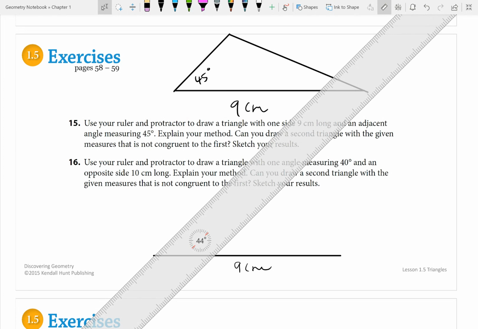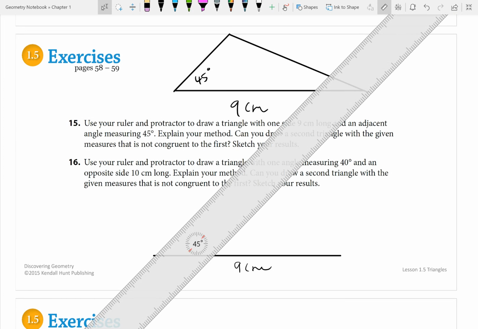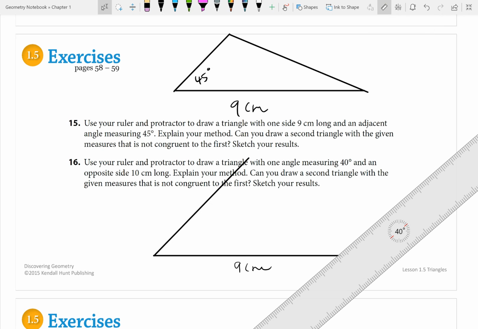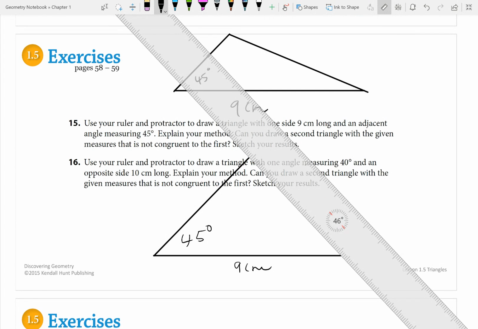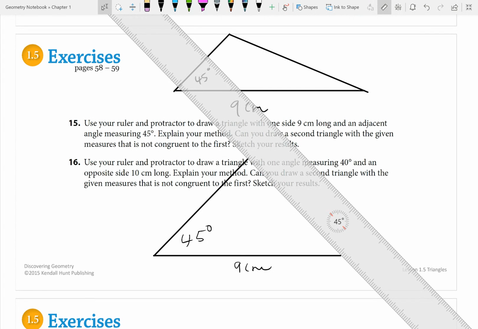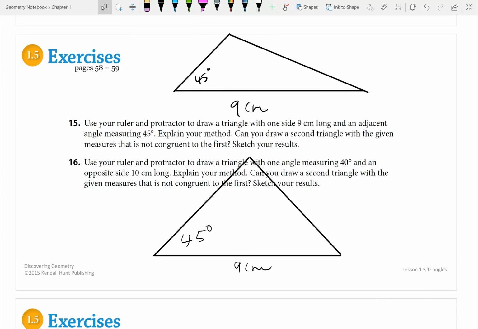And the reason for that is because it looks to me like the length of it doesn't really say how long this is, so I can make this super long. And this is still 45 degrees. And clearly, this triangle is not congruent to the first one. So I'm done. There you go. Number 15. That is homework 1.5.